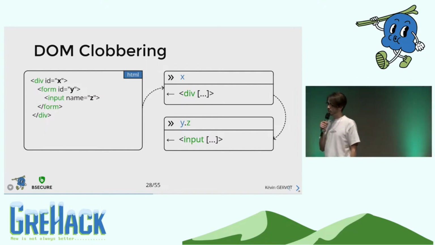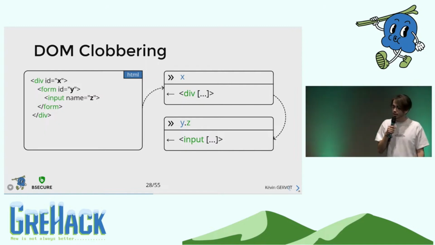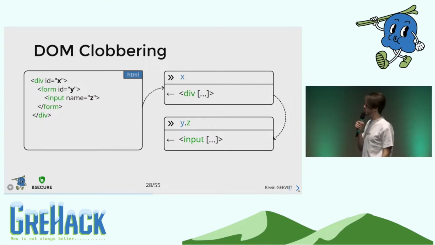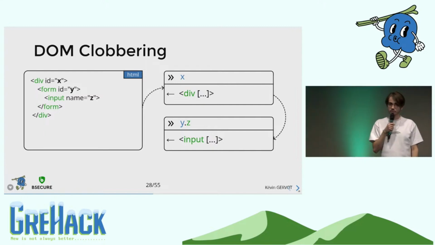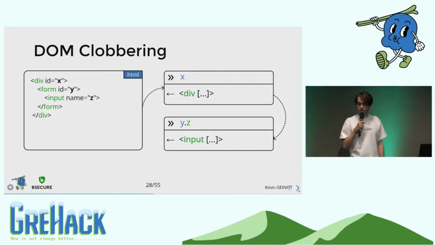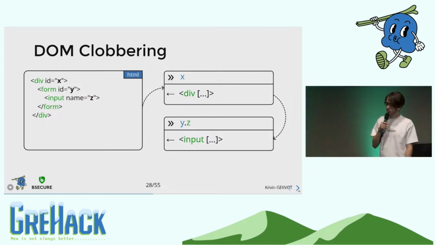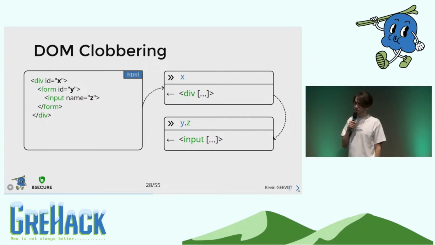On the left, you have a div tag which has an ID set to X, a form tag with an ID set to Y, and an input tag with a name set to Z. On the right, on what is supposed to be a JavaScript console, you can see that by accessing the X variable, we get a link to the div tag, which has the same ID value. And if we try to do the same, but this time with the y.z variable, we get a link to the input tag. The second example is mostly due to the way links are created on form tags. And thanks to this, it is possible to overwrite any attribute of a form tag.